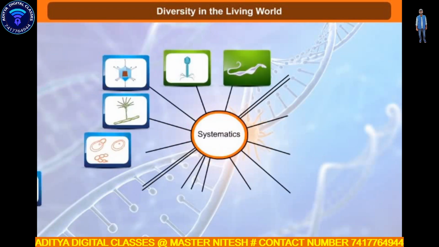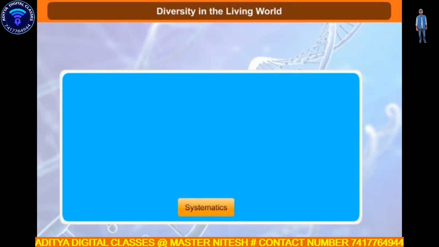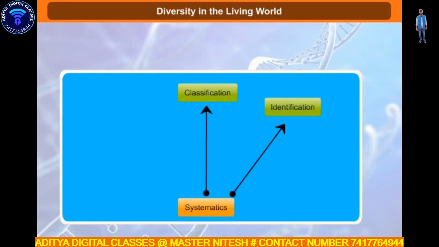Systematics. It is the study of classification of organisms and their relationships. The word systematics is derived from the Latin word systema, meaning systematic arrangement of organisms. It takes into account the evolutionary relationships between organisms. It includes identification, classification, and nomenclature.